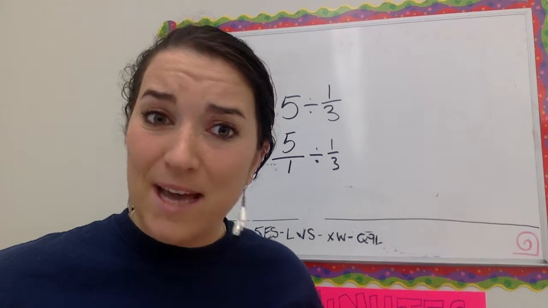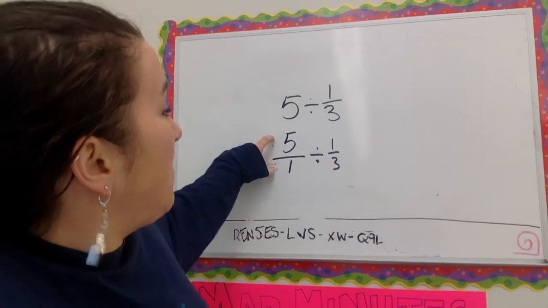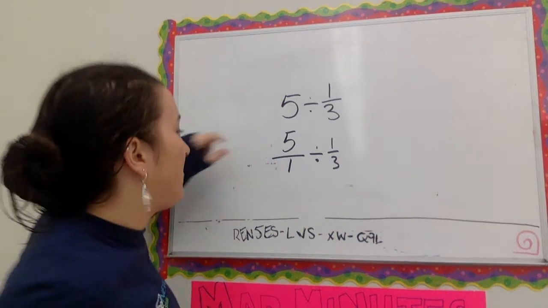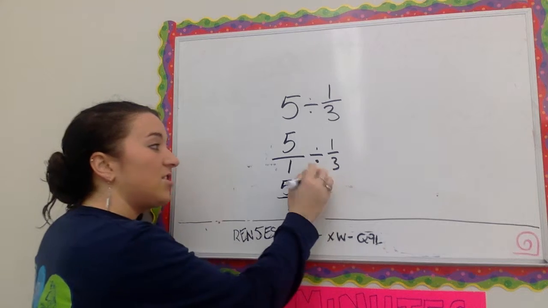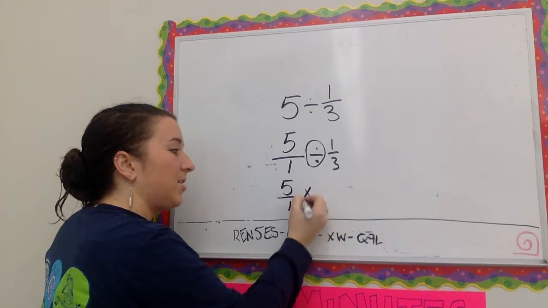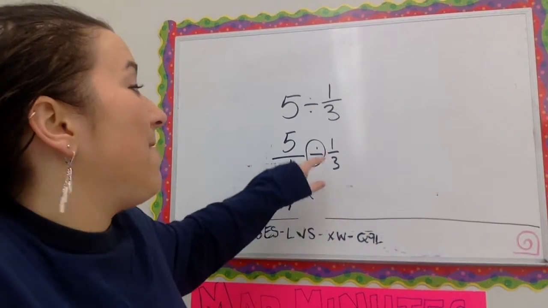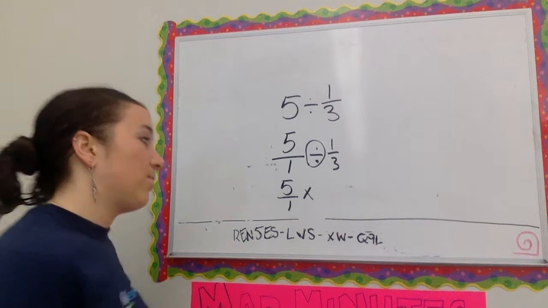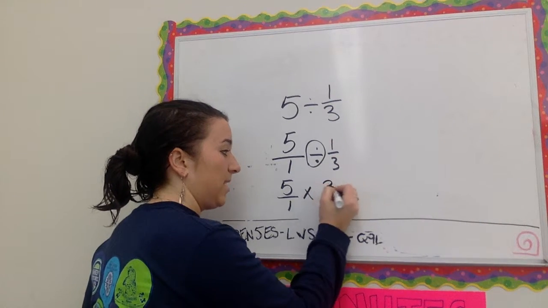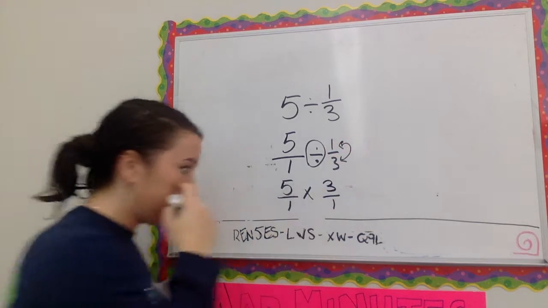For those of you who are here at the beginning of the year, you remember the video, keep, change, flip, that we watched with the class. So we keep the first number, which is 5 over 1. Change our division sign to multiplication. And then the most important part to remember, which is the thing that we forget the most in this class, is to flip the second fraction. So 1/3 becomes 3 over 1, because you just flip the two numbers.